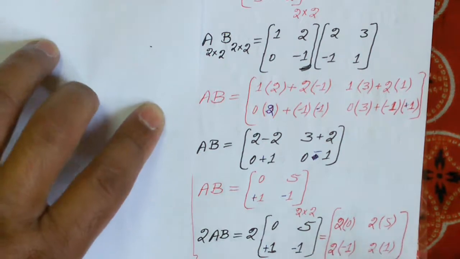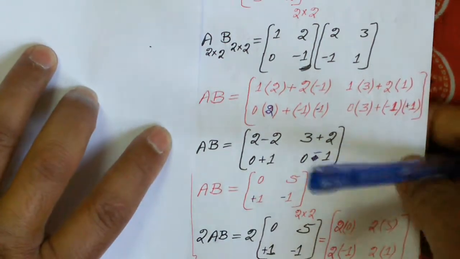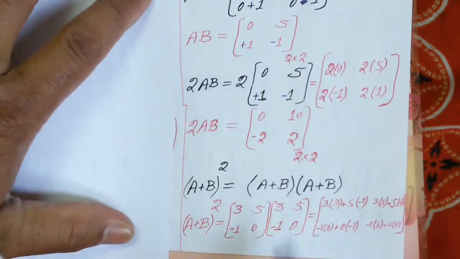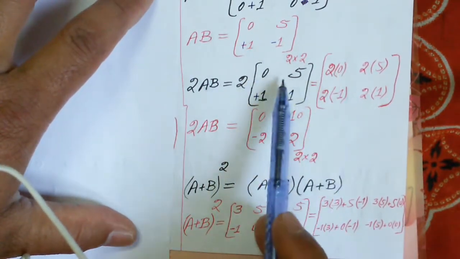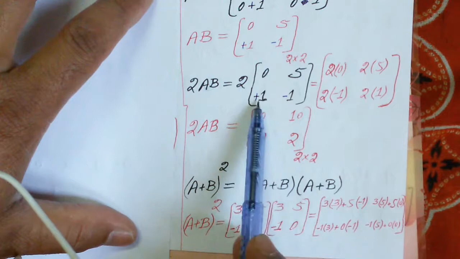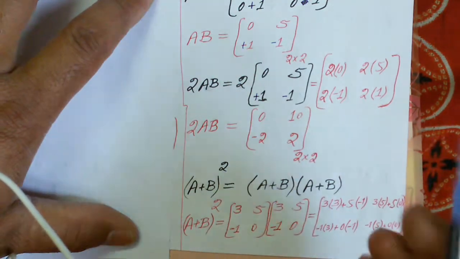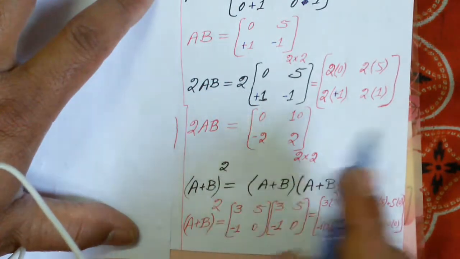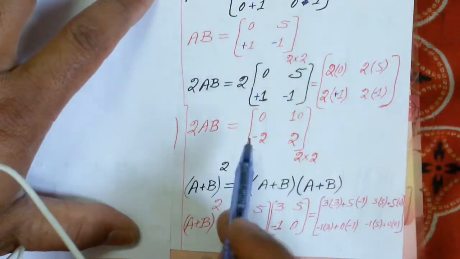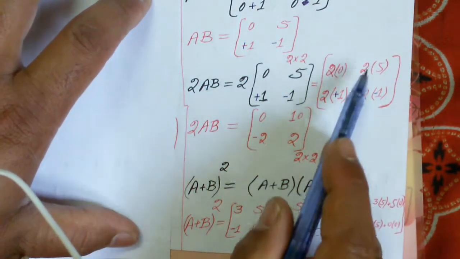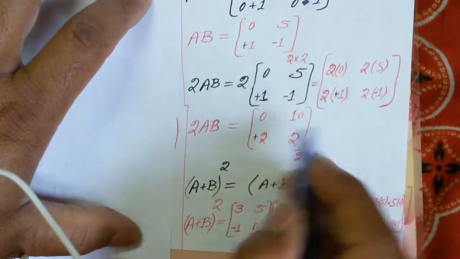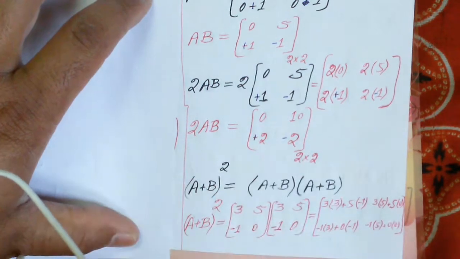We have 2 multiplied by 0, plus 2 multiplied by 5, 2 multiplied by plus 1, plus 2 multiplied by minus 1. This quantity is equal to 0, 10, 2, minus 2.